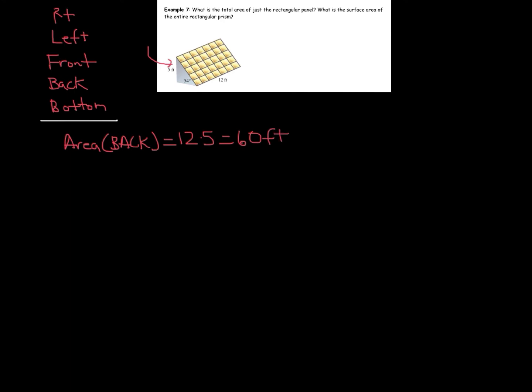All right, so that is the area of the back. Now I want you to notice that the left side, which I'm going to draw there, and the right side have the shape of a triangle. And what is the area of a triangle? The area of a triangle is going to be base times height divided by 2. Okay? So notice that we have the height of the triangle. That is 5. We do not have the base, but we do have an angle of 54.